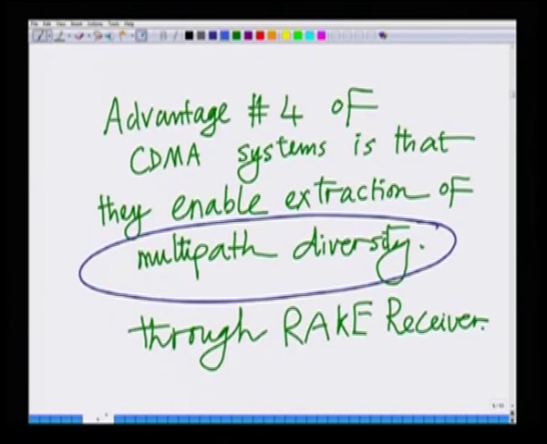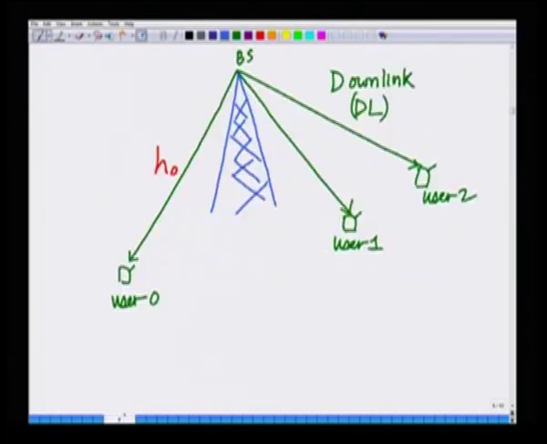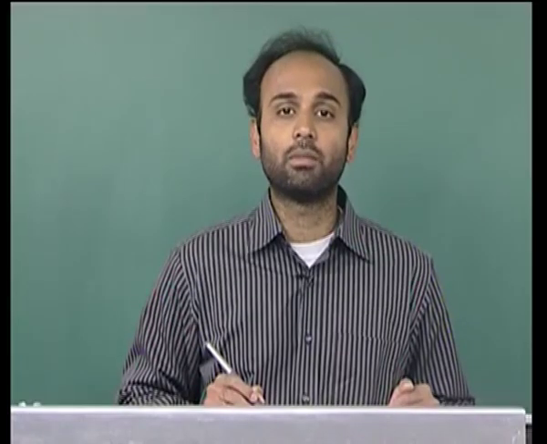Hence, another big and very significant advantage in CDMA systems is that they enable extraction of multipath diversity, which was not previously possible in the kind of systems that we looked at, and this is possible through the rake receiver. Hence, the rake receiver has a significant role in CDMA based communication systems. With that, we moved on to the analysis of the downlink of a CDMA based communication system.